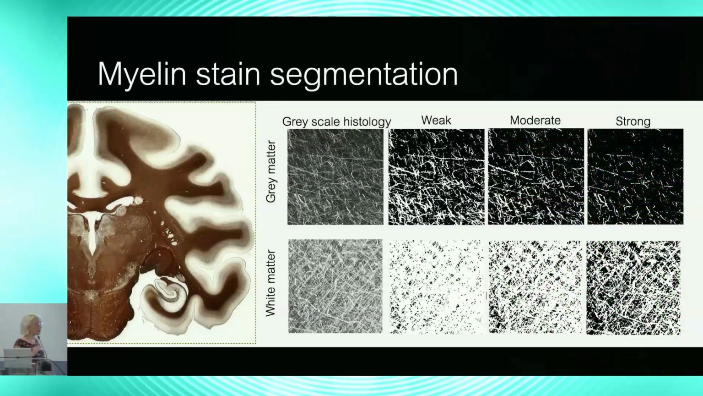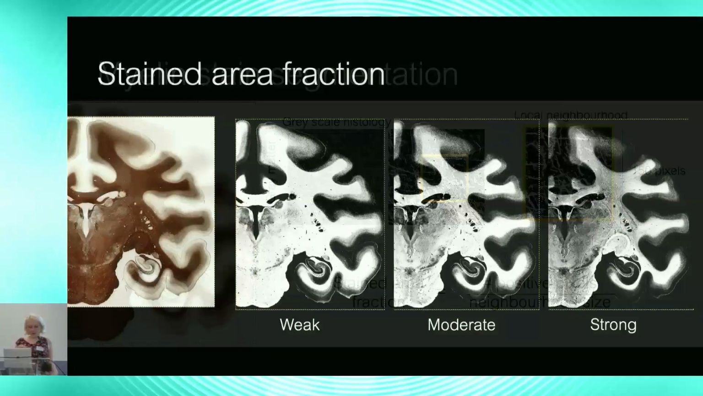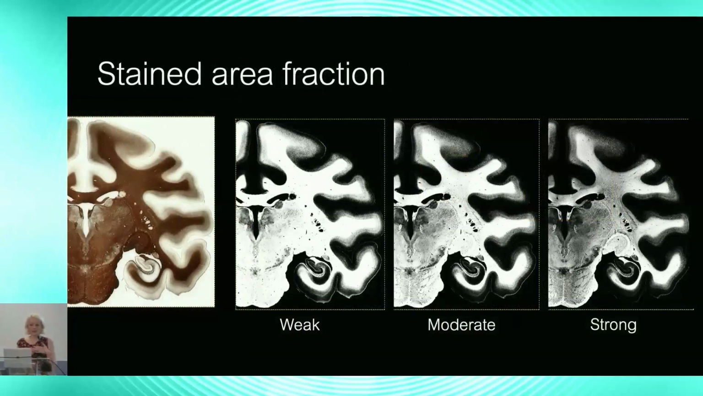Stain separation was performed using data-driven thresholds. Here we separate the brown myelin from the background staining using 3 thresholds related to weak, moderate, and strong staining. We then calculate the number of stained pixels over a local neighborhood to calculate the stained area fraction, here over a 40 micron neighborhood.